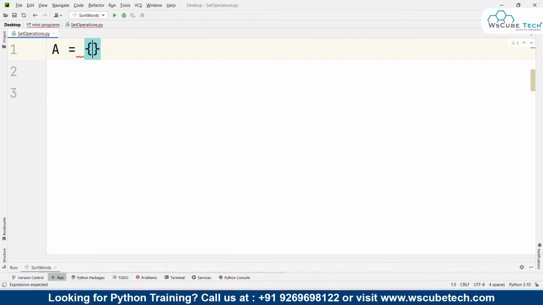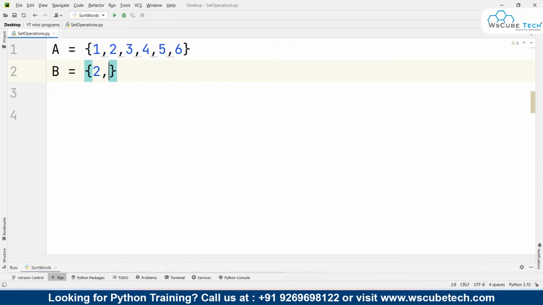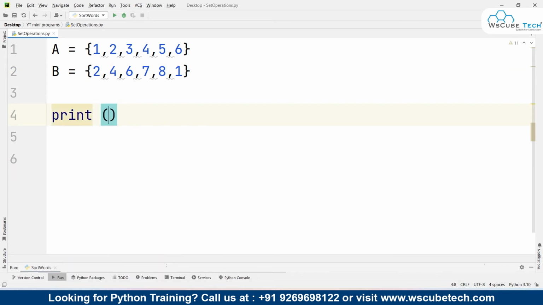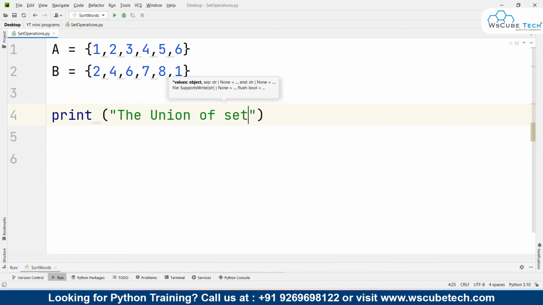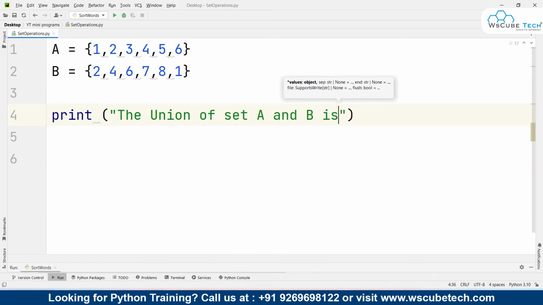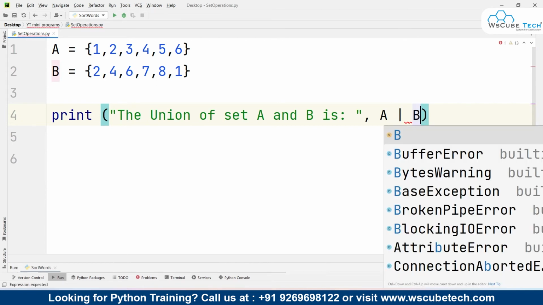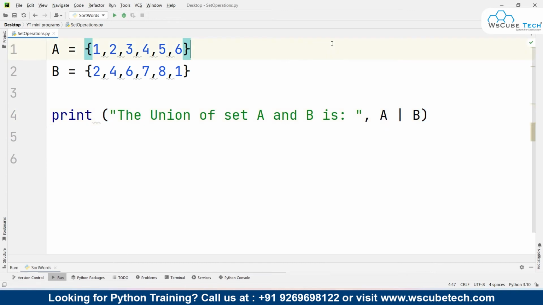Set A equals, inside this I'll be giving some values like this, and inside set B I'll be giving some more values like 2, 4, 6, 7, 8, 1. Now first of all, talking about union, for that we'll write print the union of set A and B is, we'll put a colon and write A union B. To represent union, we use the symbol of bar, so we write A | B in this way. Now let's run and see what output we get.